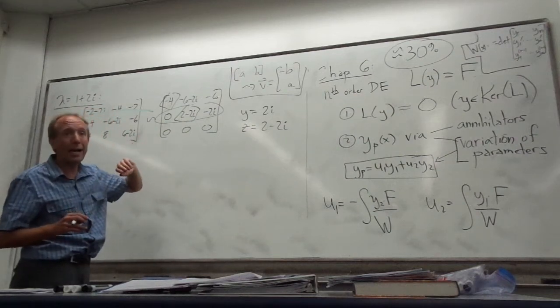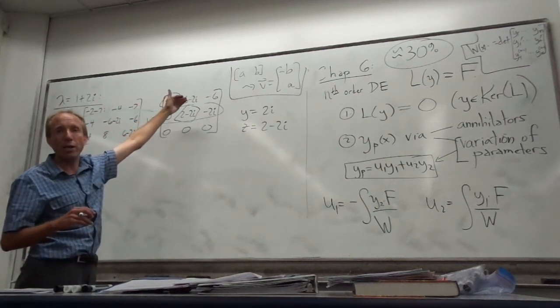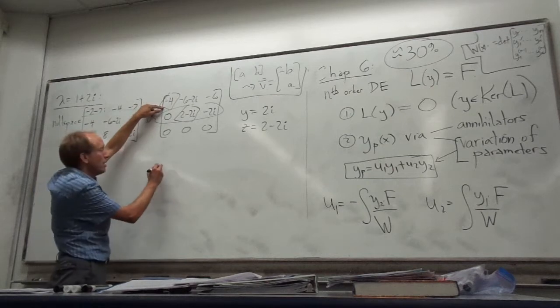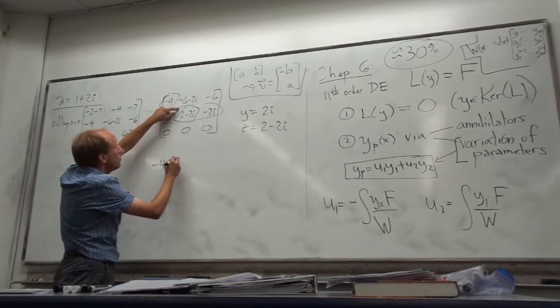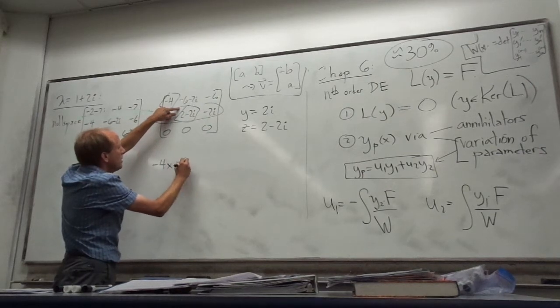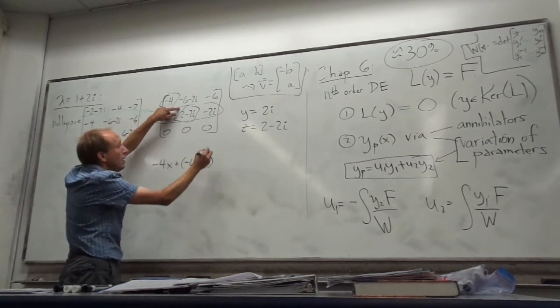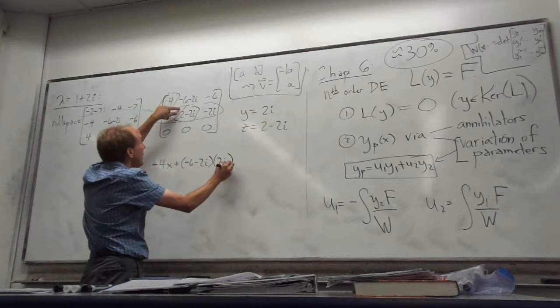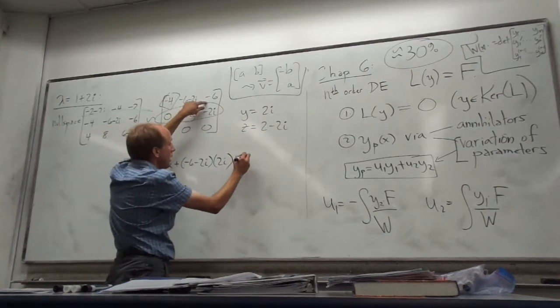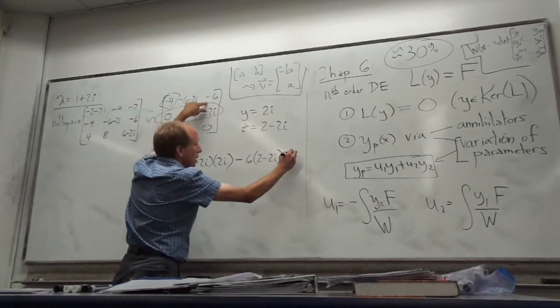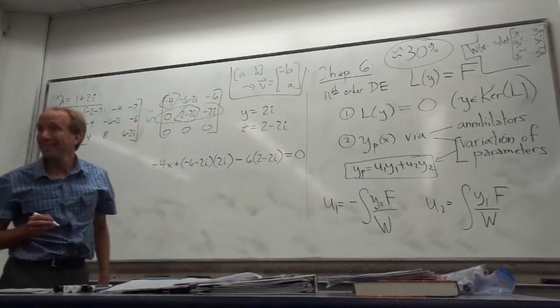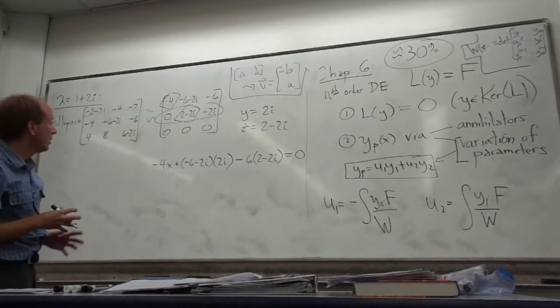Now I got to go back and find x. In order to do that, I really do need to write down the first equation. So the first equation is negative 4x, plus negative 6 minus 2i times y, which was 2i, and then minus 6 times 2 minus 2i, which was z. All of that has to be 0. That has to all be 0.